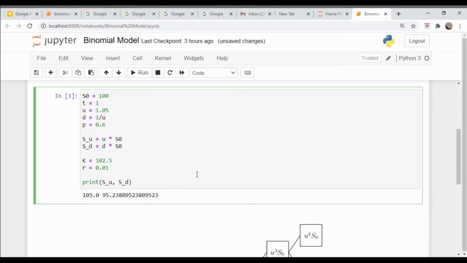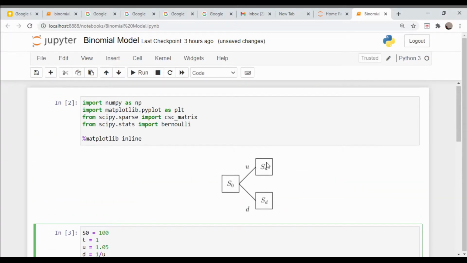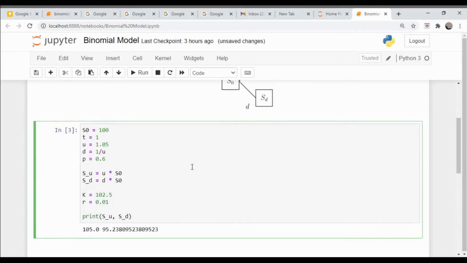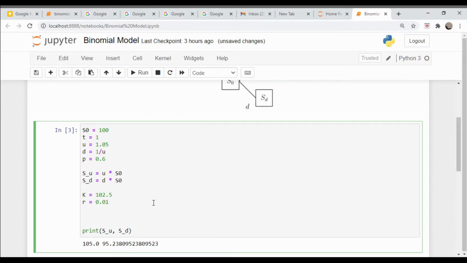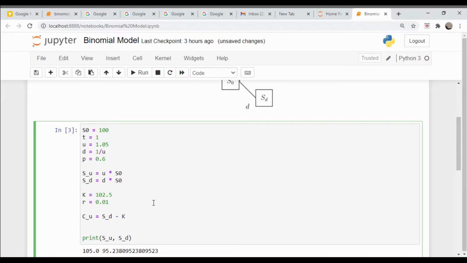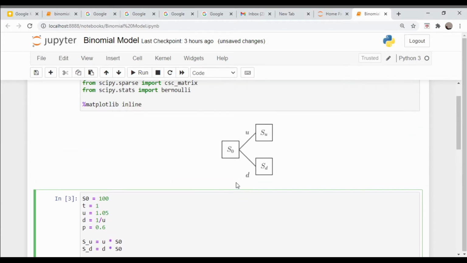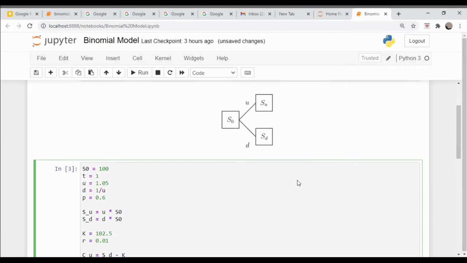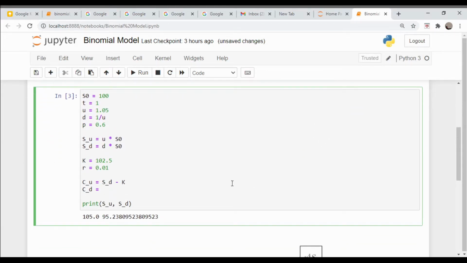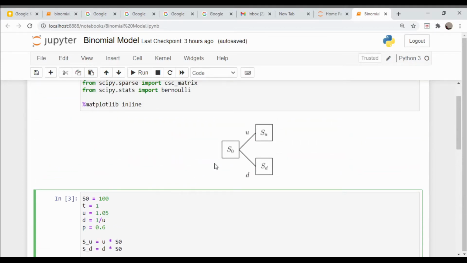So the call price at expiration for SU, let's call that CU. Well, that's in the money, so C_U is equal to S_U minus K. And C_D, that'll be the call at this node D, is, well, it's out of the money, so that's equal to 0. So now we have everything we need to back out the price of the call at our initial time.